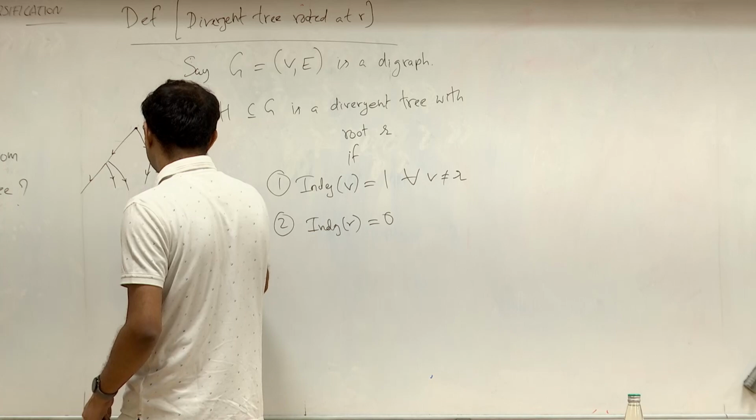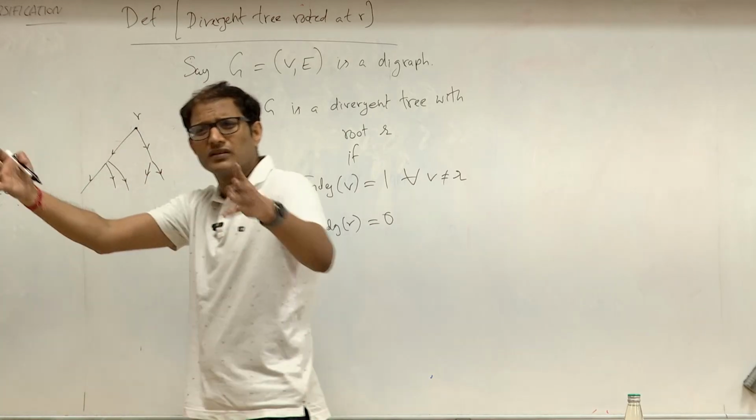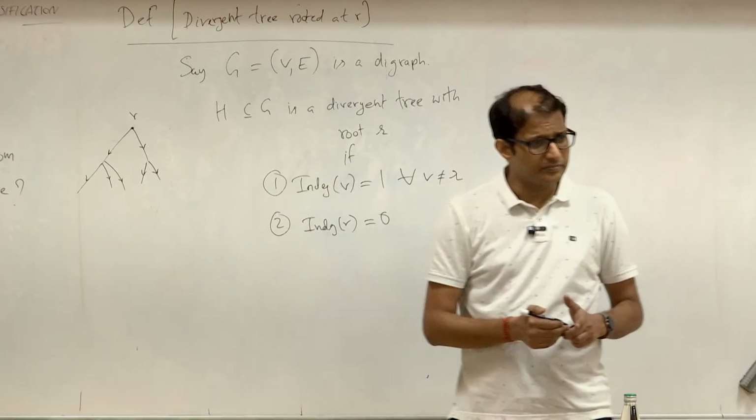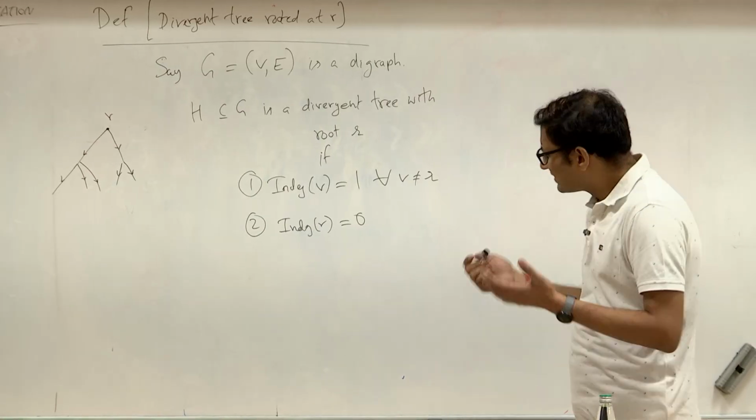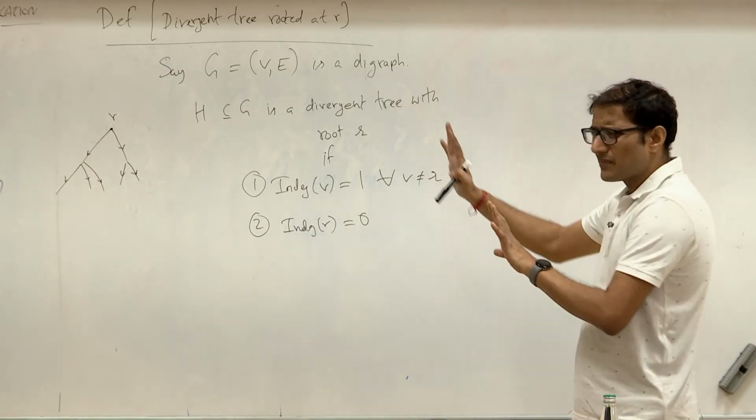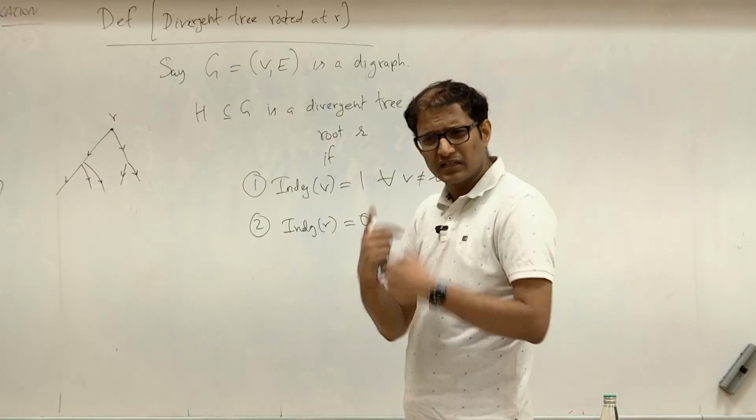So that's what they look like. You have some root, and it repels all the edges. All the edges are directed away from the root. Similarly, you can define a notion of convergent trees that I'm not going to do. All the edges go the other way in convergent trees.